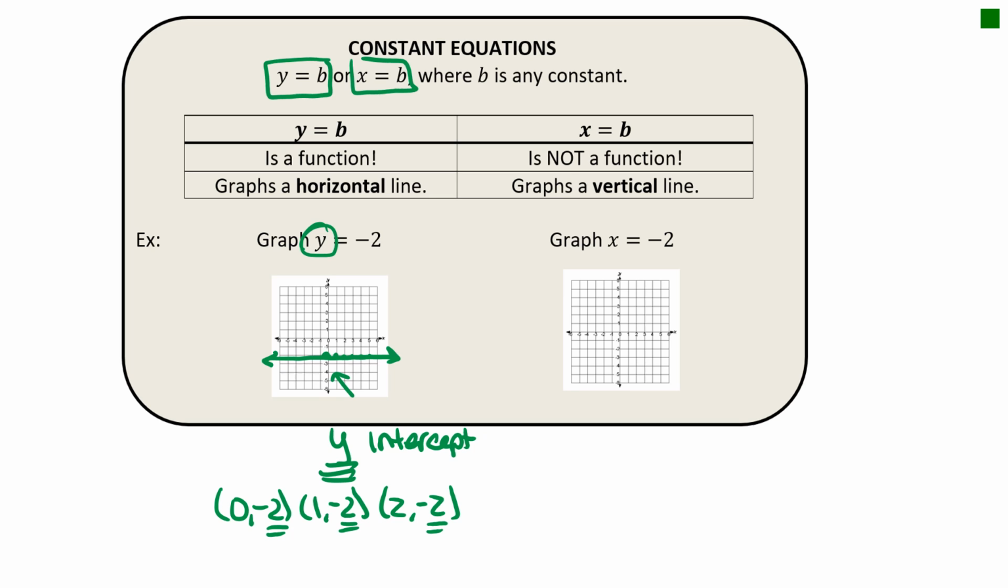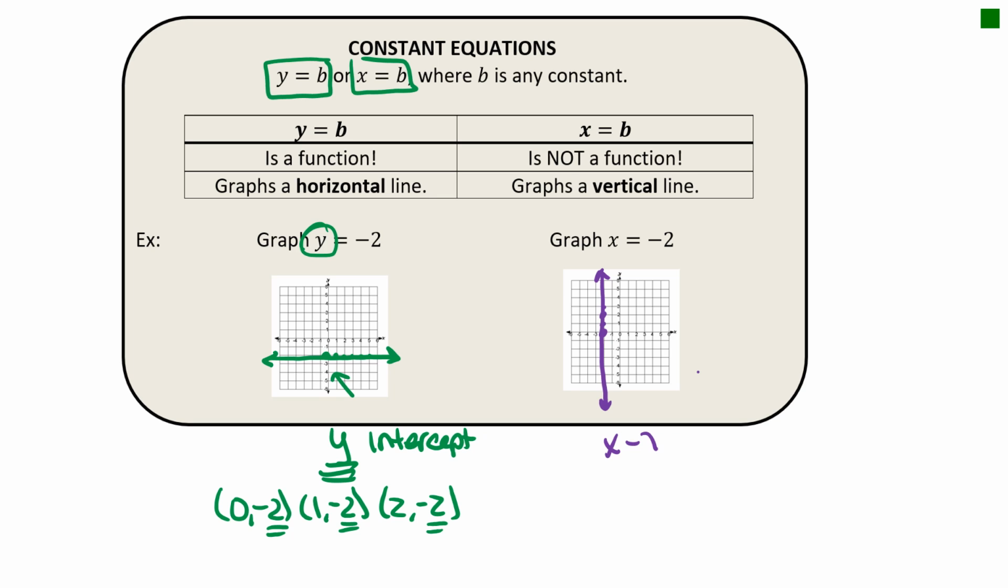For this one, I'm going to go to where x is negative 2. This is where x is negative 2, and here, and here, and here. It's going to be a, whoa, that's horrible. It's going to be a vertical line where all the x's are negative 2.